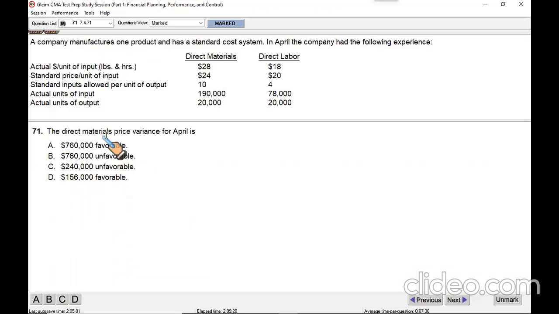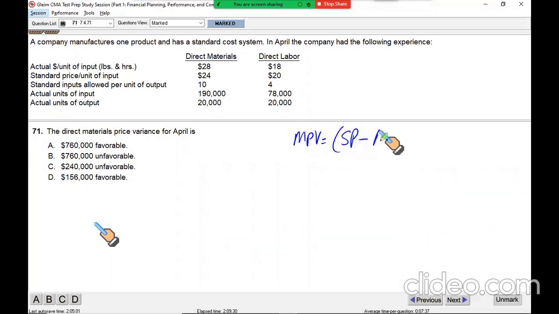First, we need to calculate the direct material price variance. Immediately, you should write down the formula. Material price variance or rate variance is the standard price minus actual price into the actual quantity, right? Just look at the material side only, because that's what we need. Actual unit of input, $28. This is basically the actual price, AP for material. Standard price or unit of input, that's the standard price, SP. We got both things, SP, AP.